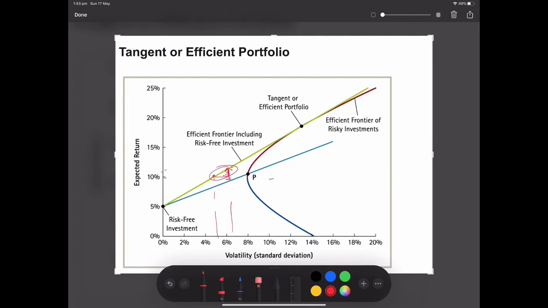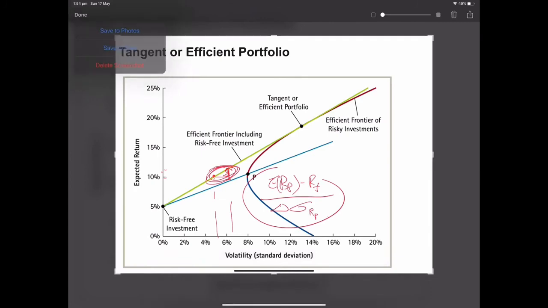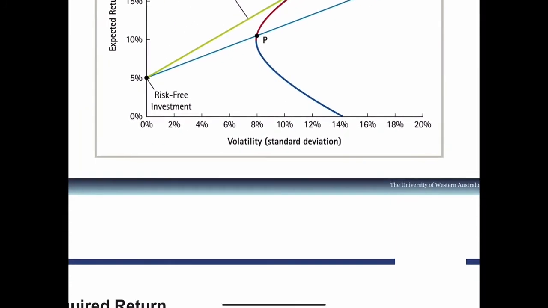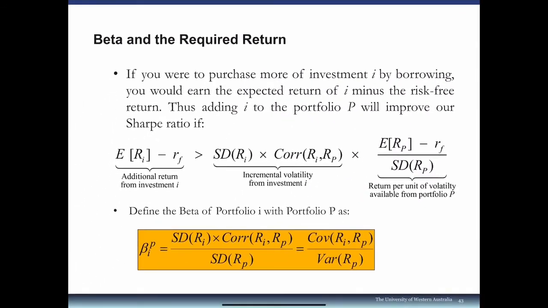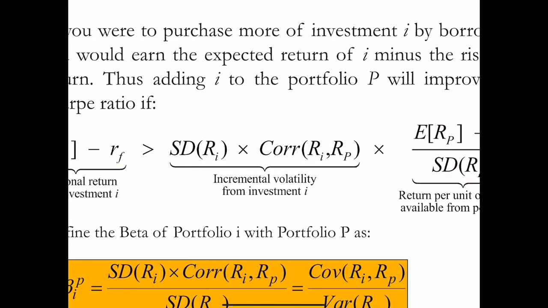So that ratio over here, E[RP] minus Rf over sigma, measures your risk-return relationship. And remember, this slope is the same everywhere, because it's a line. So there's a trade-off: for every unit of risk increase, you expect some increase in your return. And here is the incremental volatility for investment I.